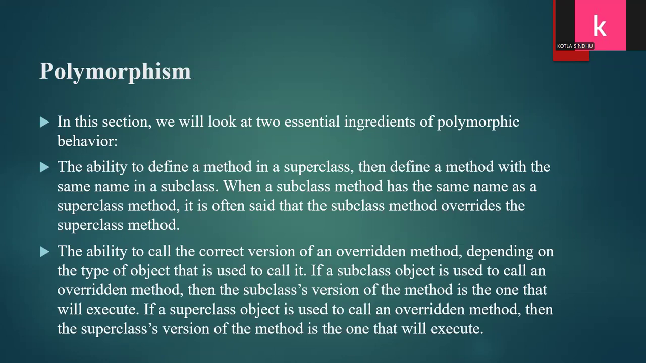The next one is the ability to call the correct version of an overridden method, depending upon the object that is used to call the method. If a subclass object is used to call an overridden method, then the subclass version of the method is the one that will execute. If a superclass object is used to call an overridden method, then the superclass version of the method is used and it will execute the code.